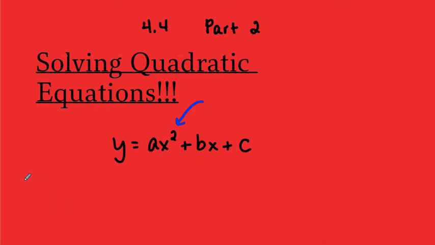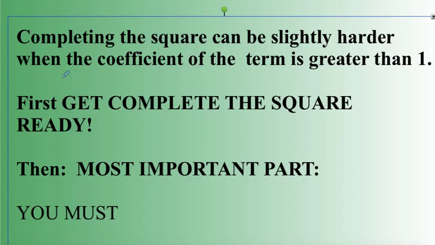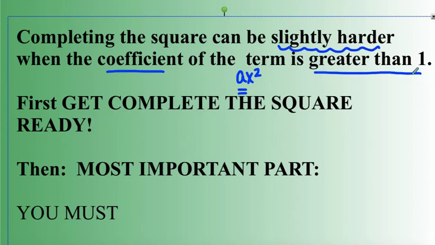And so far we've learned that the methods for solving a quadratic equation are by factoring and by completing the square. We learned a little bit about completing the square in video number 1. Today's part 2, and we're going to look at solving by completing the square when it's slightly harder, okay? So slightly harder when the coefficient of the x squared term, so when the a is greater than 1.